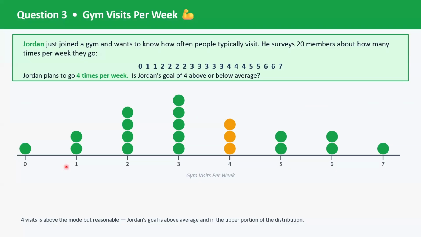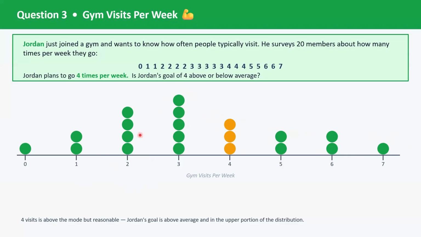What stands out? I see that 3 visits is the most common. That's the mode. There are fewer people going 5, 6, and 7 times a week. This data is slightly right skewed because there is a longer tail on this side. If we draw a curve like this, there is a longer tail on the right side. So this is right skewed, meaning few people go a lot, but most stay lower.